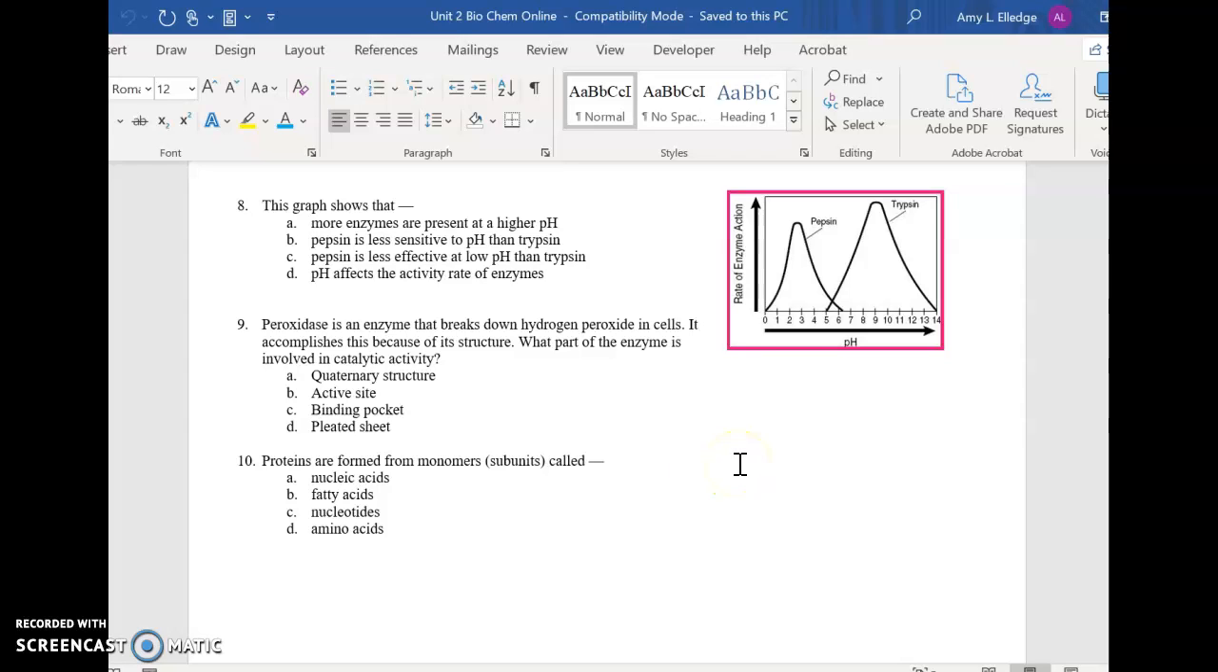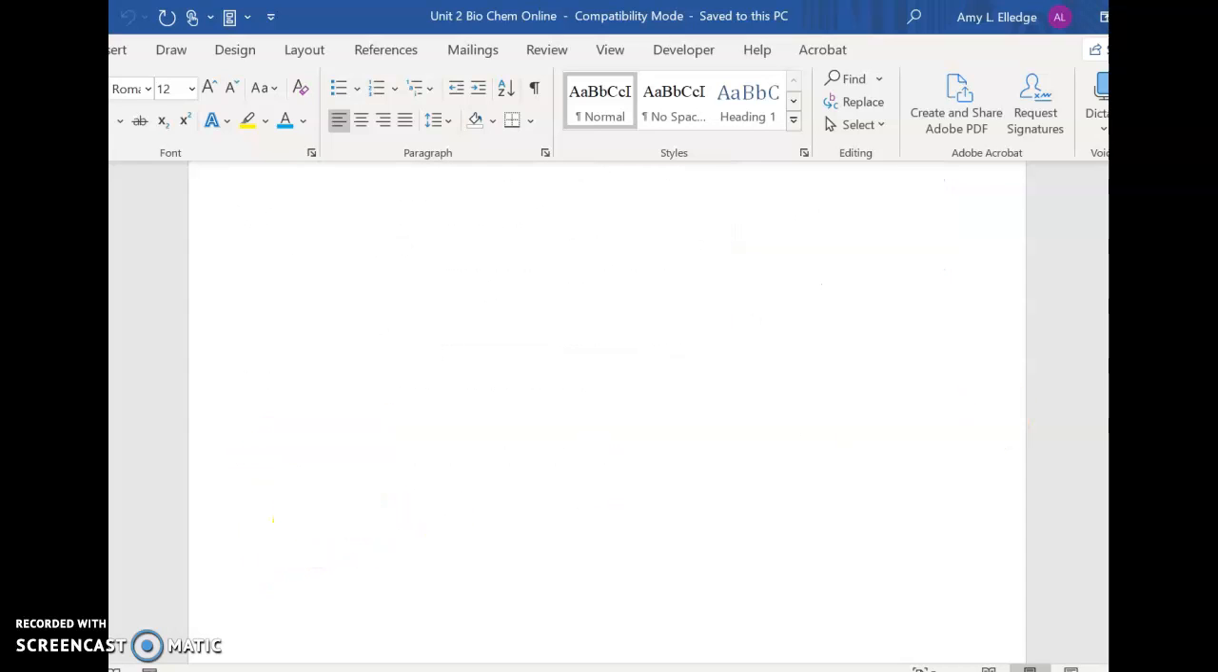Number 10, proteins are formed from monomers or subunits called amino acids. Because amino acids, if you have a lot of protein, it makes you look mean. All right, that's your little way to remember that one.